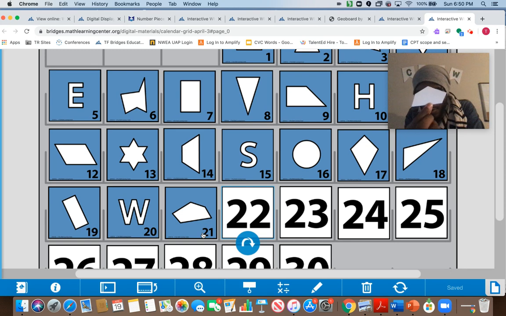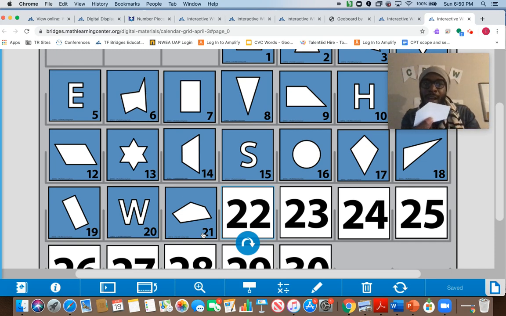What shape do you think this is based on its attributes, and how do you know? Parents, feel free to push pause and ask your child. If you said it's a pentagon, you're correct. A pentagon has 5 sides: 1, 2, 3, 4, 5. Some pentagons are different and some are a little smaller. It doesn't matter the size of the shape as long as the attributes are the same.